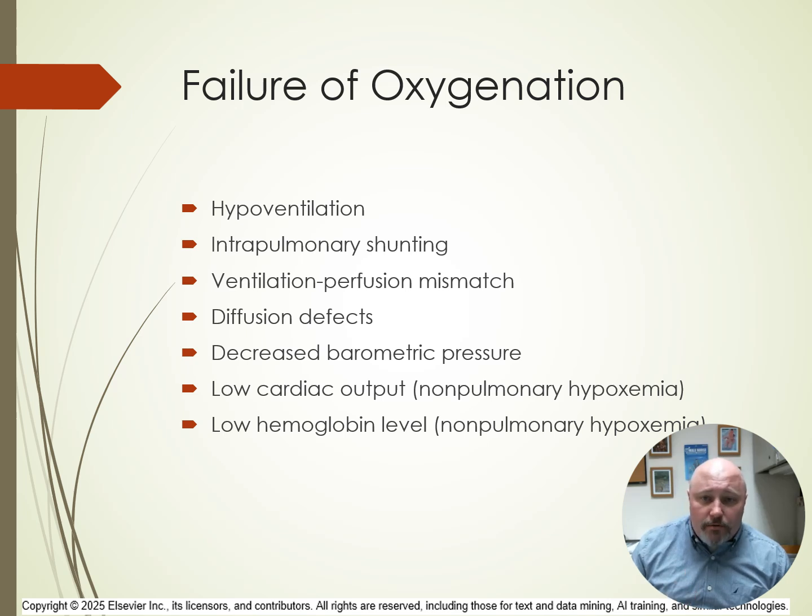They are 1. Hypoventilation, 2. Intrapulmonary shunting, 3. Ventilation perfusion mismatching, 4. Diffusion defects, and 5. A decreased barometric pressure. The oxygen decrease can result from a variety of factors. Non-pulmonary conditions such as decreased cardiac output and low hemoglobin level may also result in tissue hypoxia.